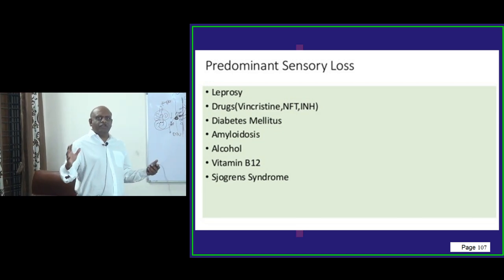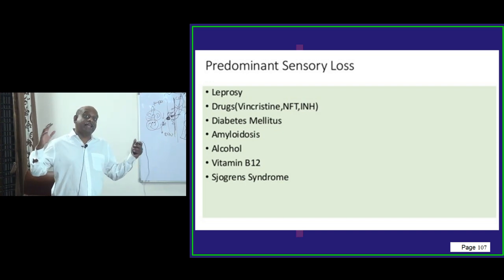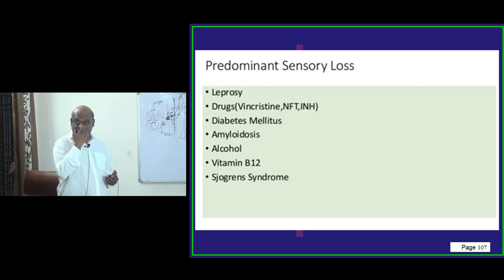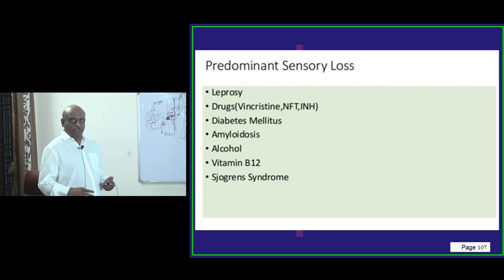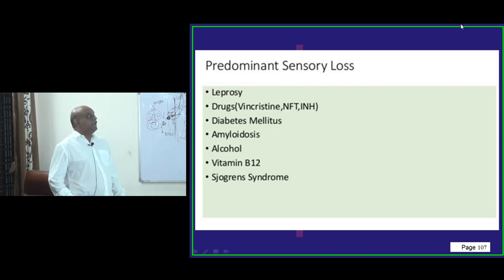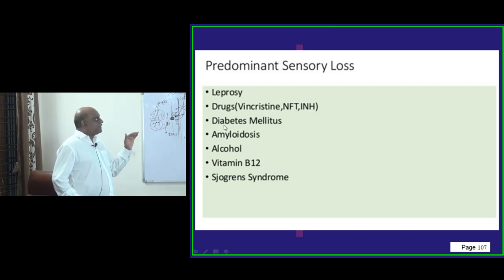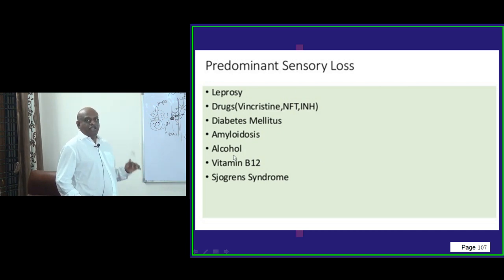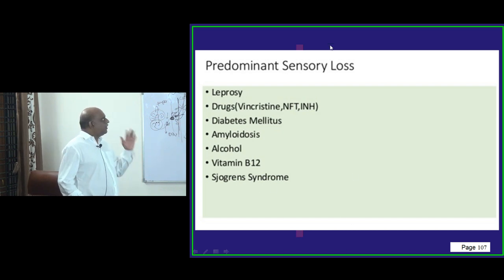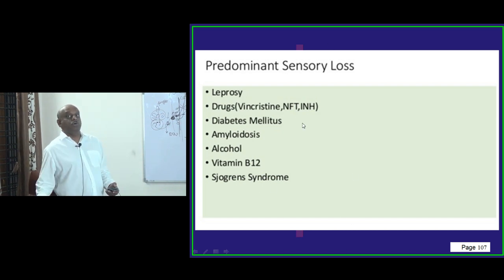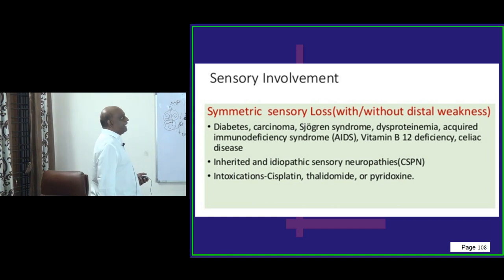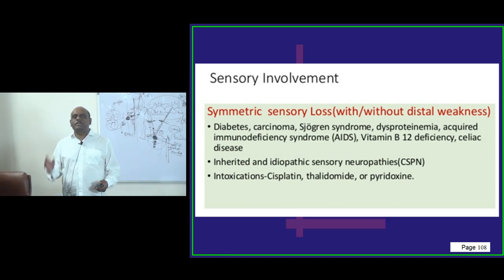One question out of 7 or 8 questions, out of 30 medicine questions, comes from neurology. And out of the 7 or 8 neurology questions, one is from neuropathy. Right, doctor? So, leprosy, drugs, INH, vincristine, predominant sensory, diabetes, amyloidosis, alcoholics, vitamin B12, Sjogren's, they all lead to predominantly sensory loss is what you need to remember. Now, coming to the sensory involvement.